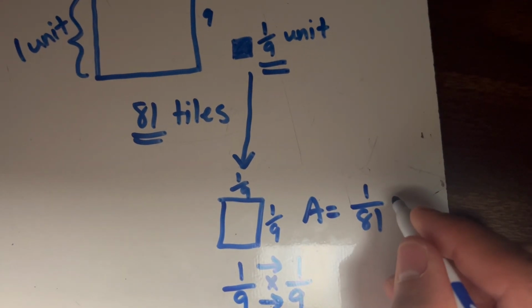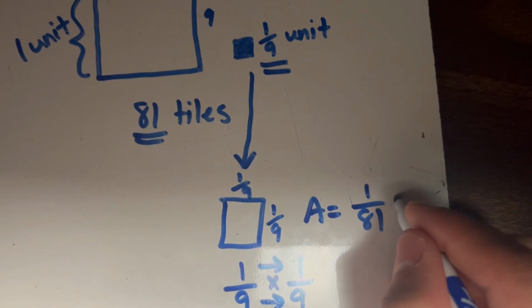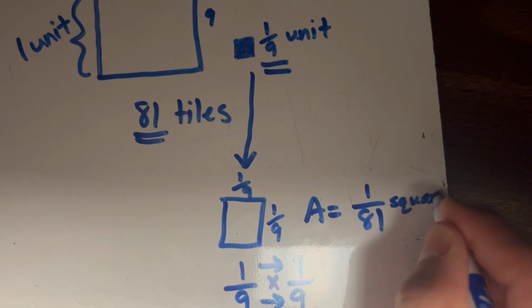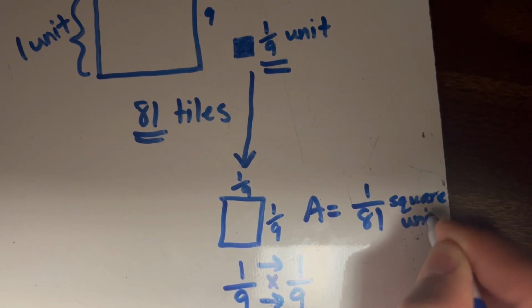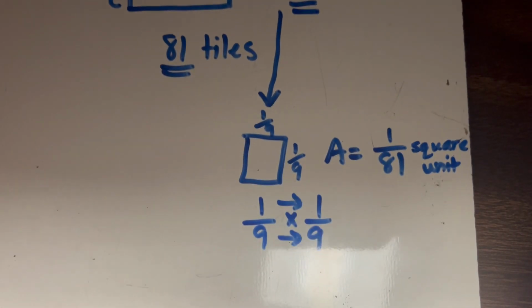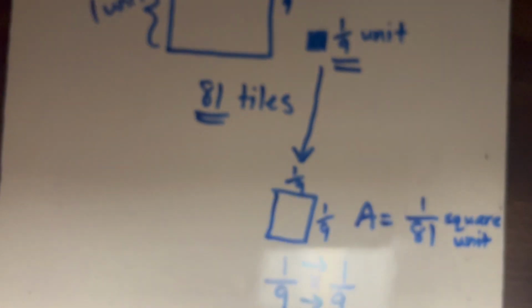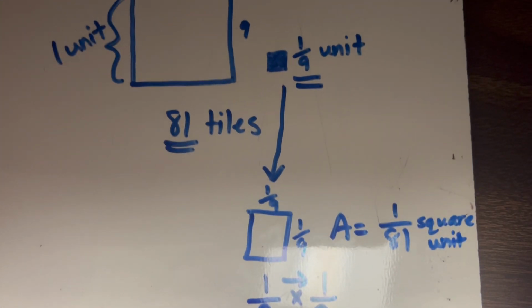And we're going to say, because this doesn't have an exponent we can write or a measurement, we're just going to write square units. And I'm just going to write unit because that's less than 1. So that's how you find the area of a smaller square within a bigger one. Okay, a little confusing, but we'll get some practice in class for that.